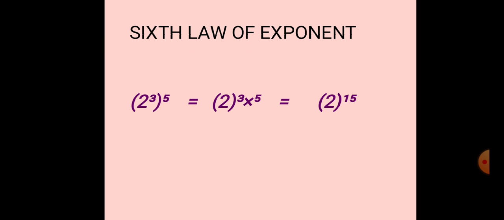Sixth law of exponent. A raised to the power m, again raised to the power n. So I can multiply both powers with the base. Now let us see one example. 2 raised to the power 3, raised to the power 5. Now I can take 2 as a base and multiply both the powers, that is 3 into 5, that is equals to 2 raised to the power 15. It means when the powers are in brackets we can multiply them. That is called sixth law of exponent.